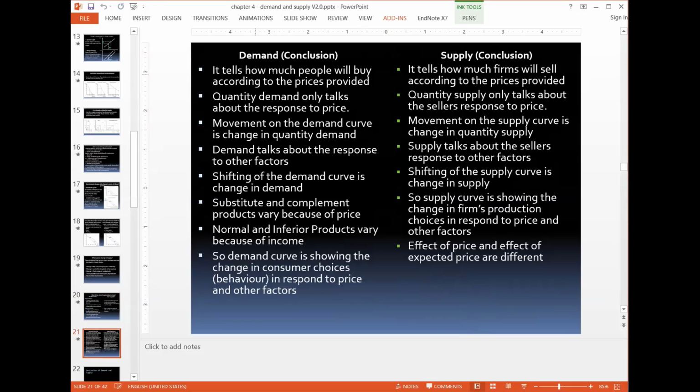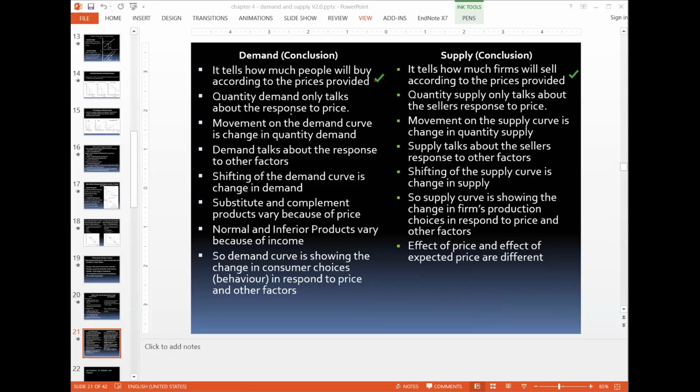So demand tells us how much people will buy according to the provided prices. Demand is actually the behavior of the customer with respect to the price. Supply tells how much a firm will sell according to the prices provided. It tells us the behavior of a seller for given prices.